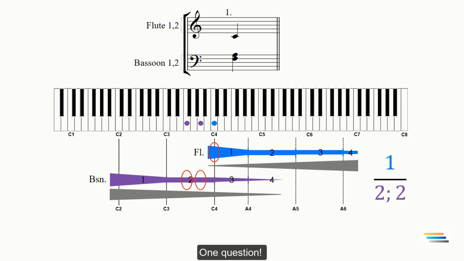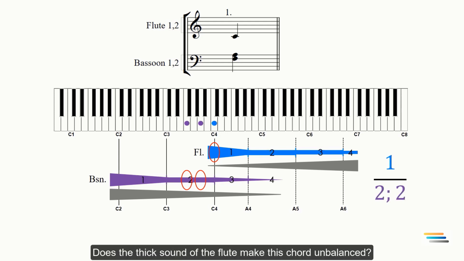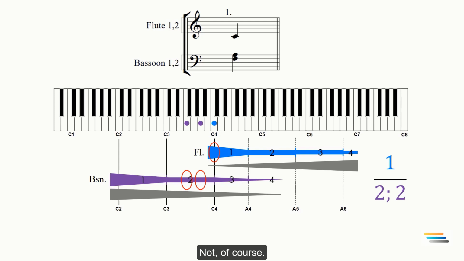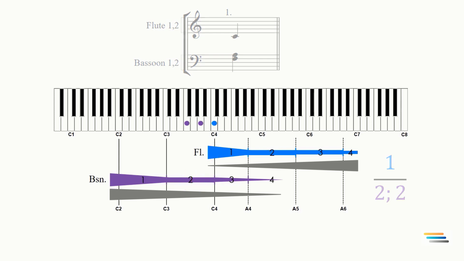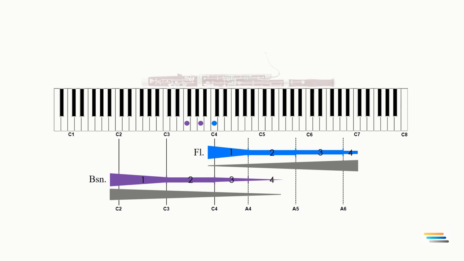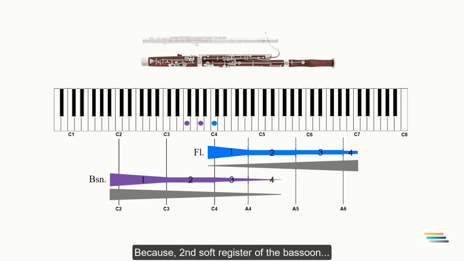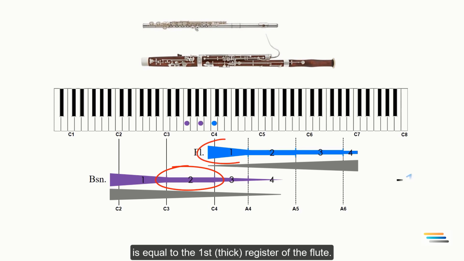One question: what do you think? Does the thick sound of the flute make this chord unbalanced? Of course not, because the second soft register of the bassoon is equal to the first thick register of the flute. They have the same soft sounding.